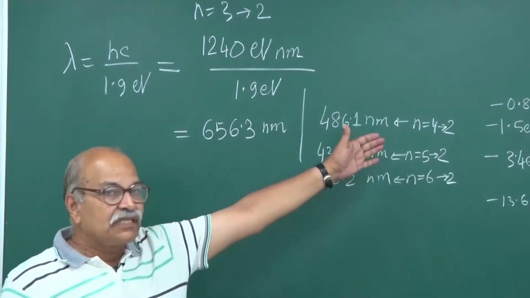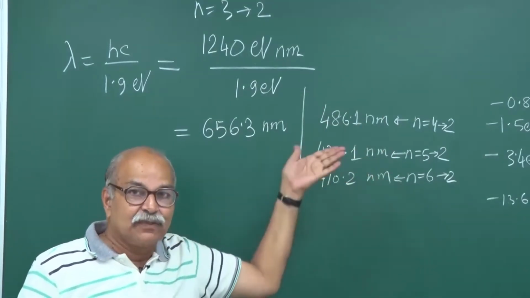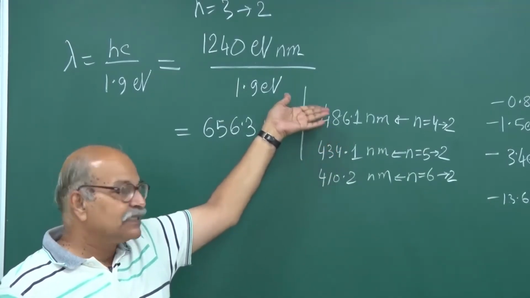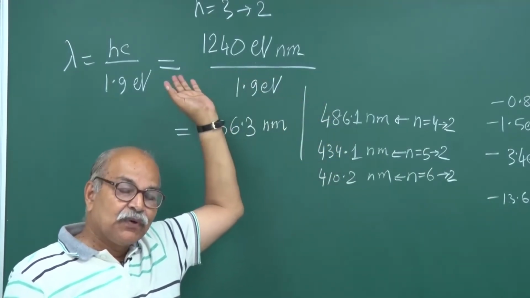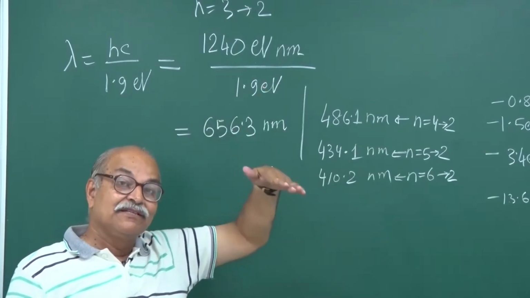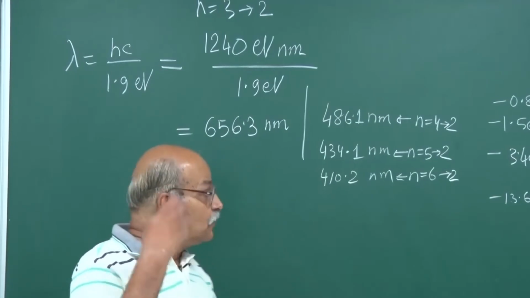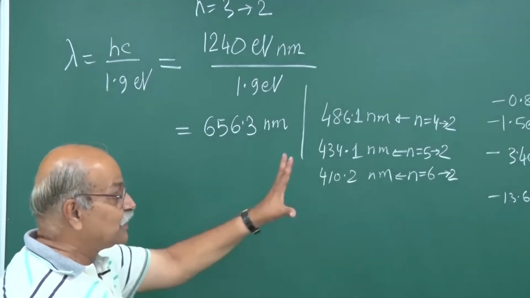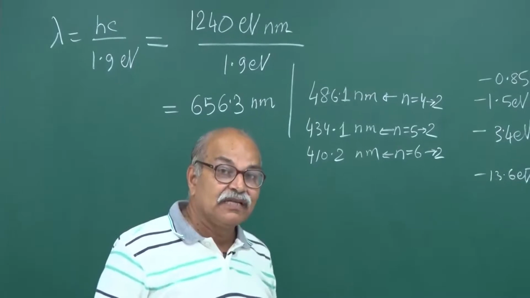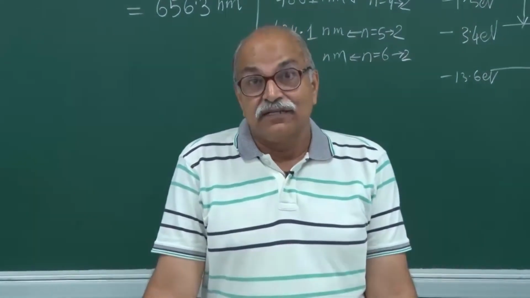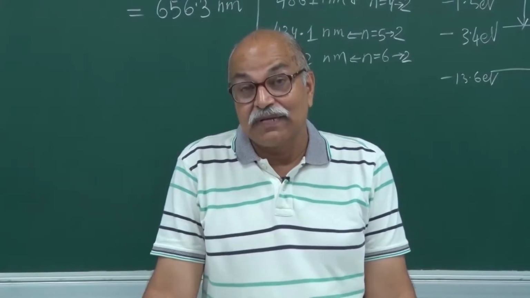So transitions ending at n equal to 2, originating from n equal to 3, 4, 5, 6 give you all those 4 wavelengths which were experimentally seen long ago. So that is how it works. So it's very successful in terms of explaining these wavelengths, and it introduced so many quantum ideas.